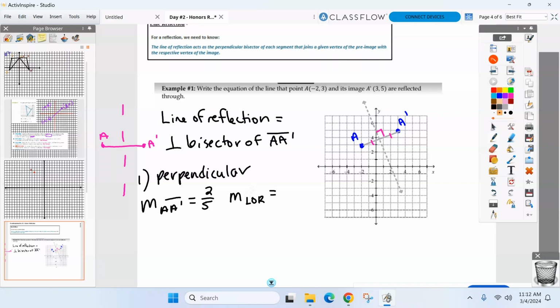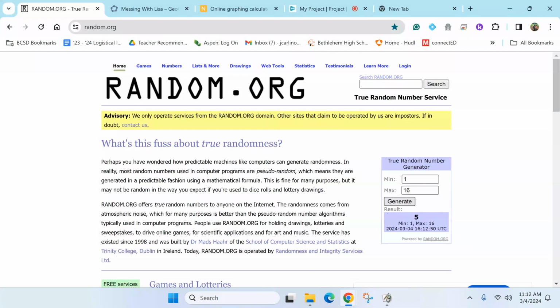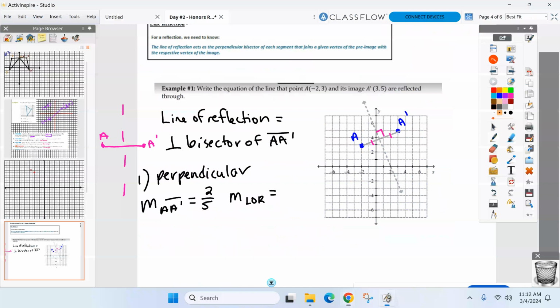What should be the slope here now? Well, first, what's the relationship? These two are perpendicular, I know, so their slopes are negative reciprocal. So what's the slope of my line of reflection then? Haley, hello? -5. Good, -5/2. All right, so we took care of the perpendicular part. I know the slope of my line of reflection is -5/2. Well, what about the bisector part?